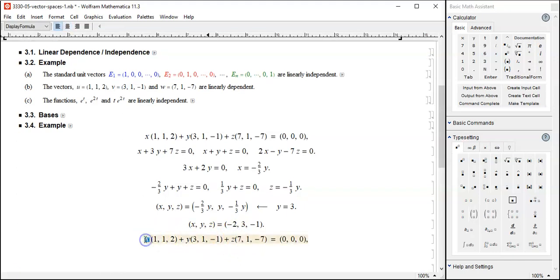There, this is negative 2, that's 3, and then that's negative 1. Is this true? If true, then we are done.